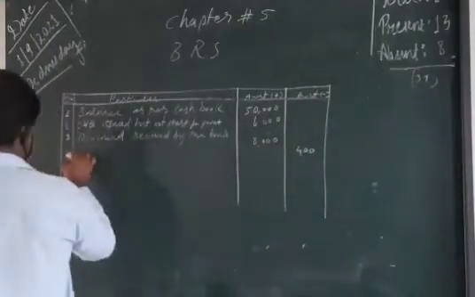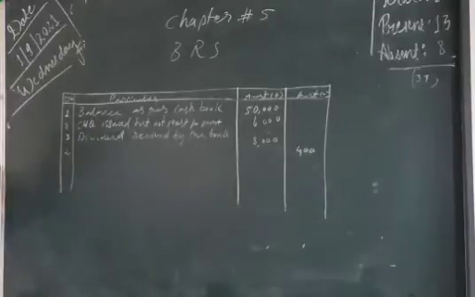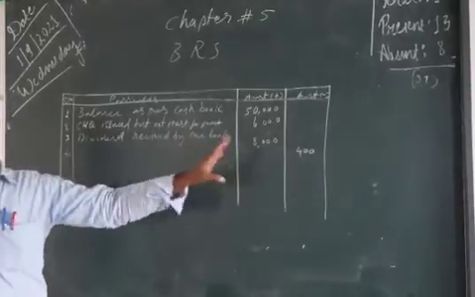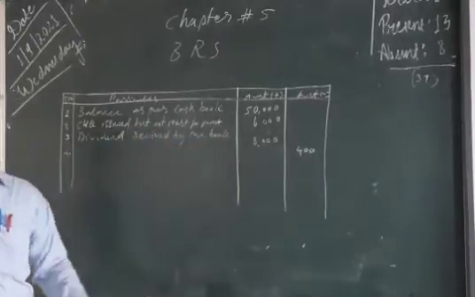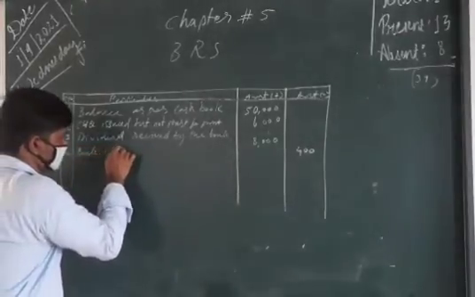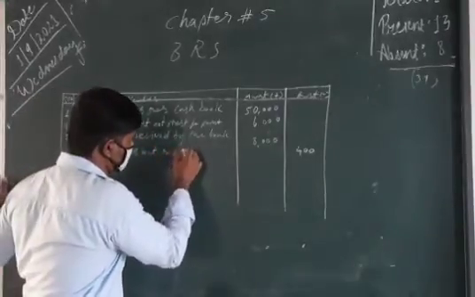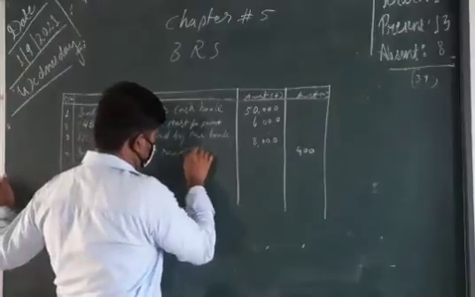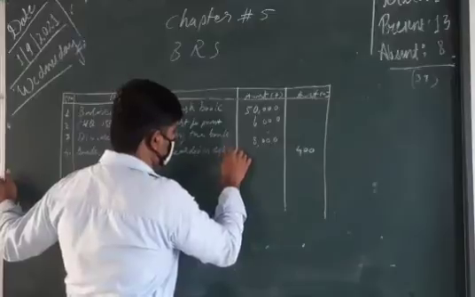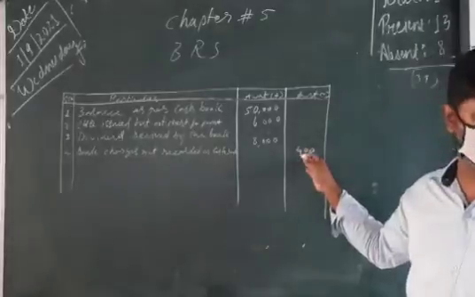So you can mention that bank charges not entered in the cash book. That is complete. Or you can simply write bank charges. If you write it here, it is understood that bank charges are not reduced in the cash book. Bank charges not recorded in cash book. That amount is 400. Clear, no?